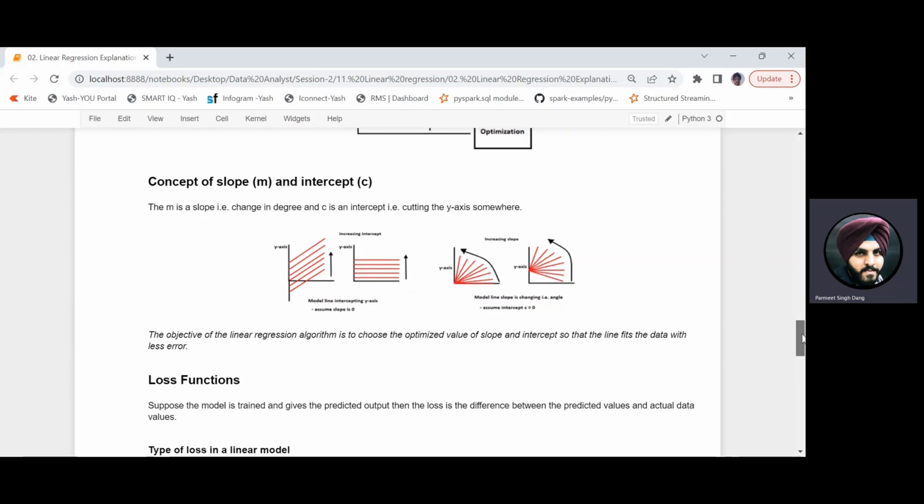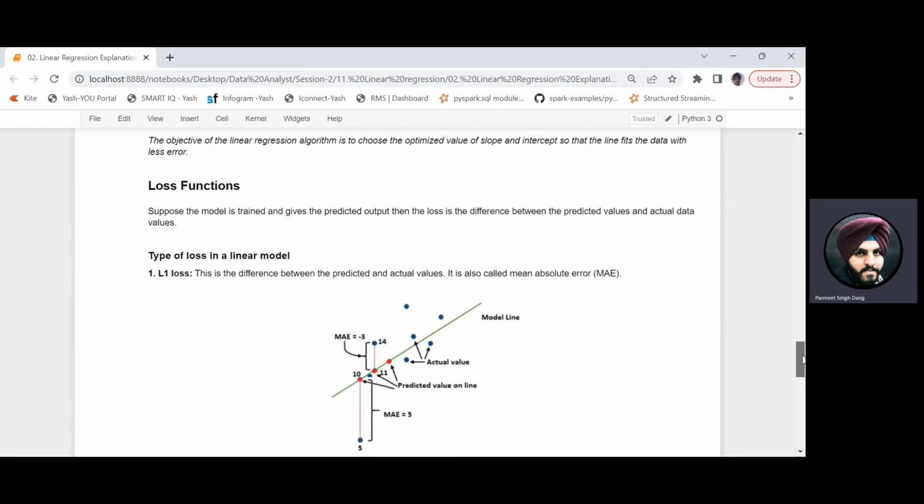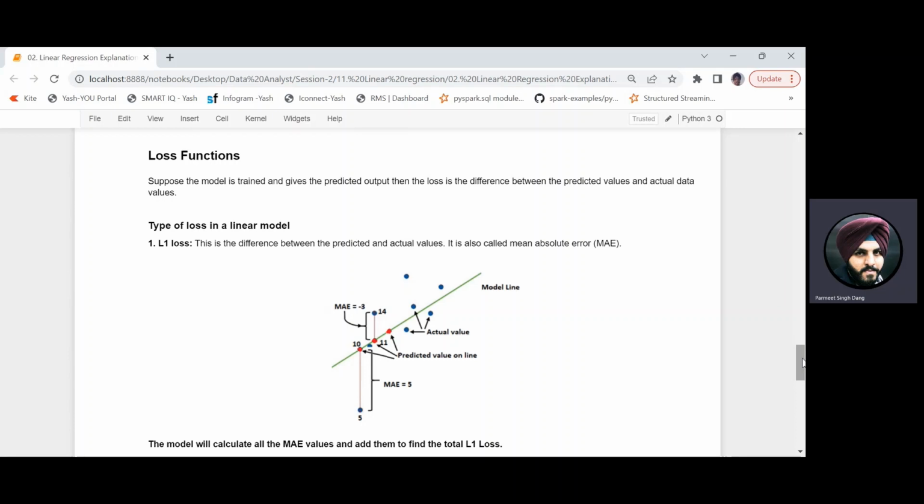Okay. Now, before we move on to machine learning, let us understand a few of the loss functions that we will be calculating. The loss function is nothing but the difference between the predicted output and the actual output. So the loss in linear regression is calculated as the difference between the predicted values and the actual values.